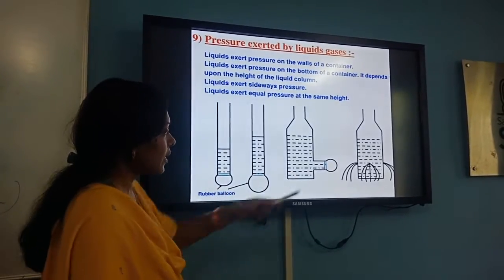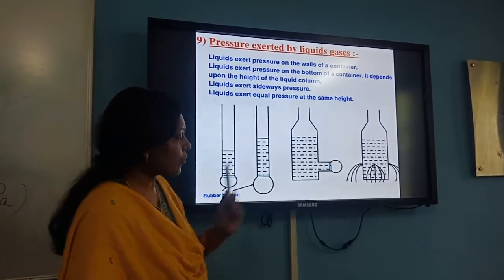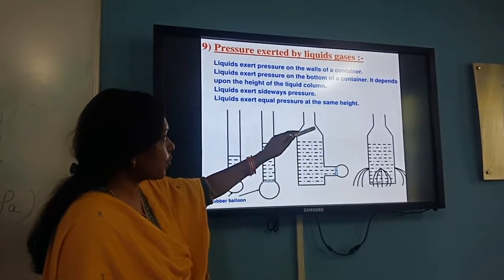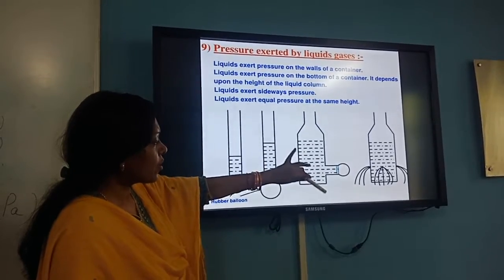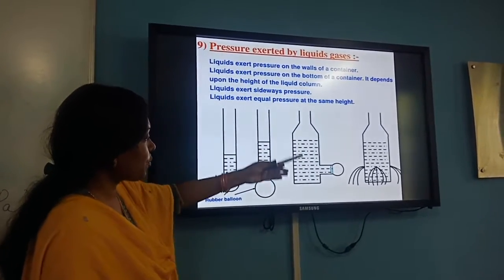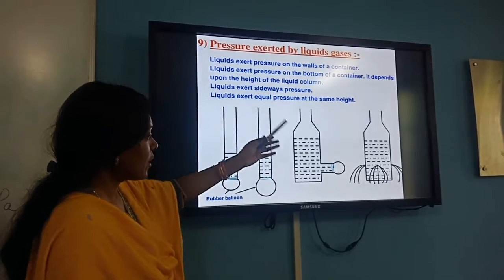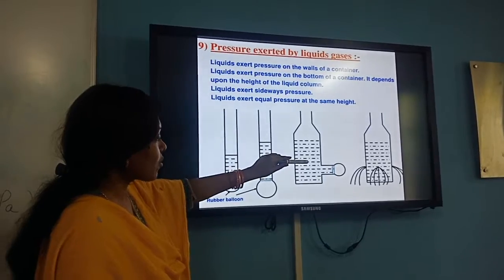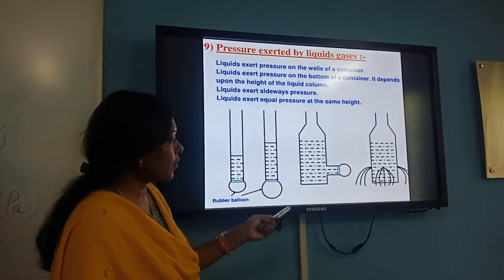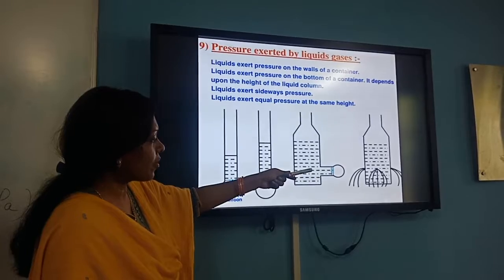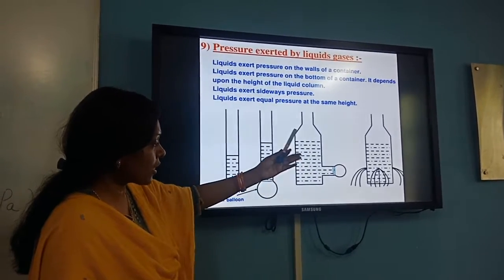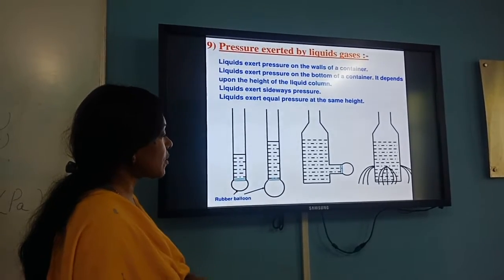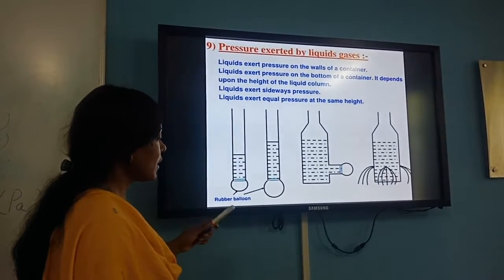Then another example. In that example, we take one bottle and we make 3 holes at the same depth. Then we put water into the bottle. The height of the water exerts force, or weight, on the container. So the water flows from those holes, and the jets of water are at the same pressure. It means liquid exerts equal pressure at the same height. So let's do an activity.